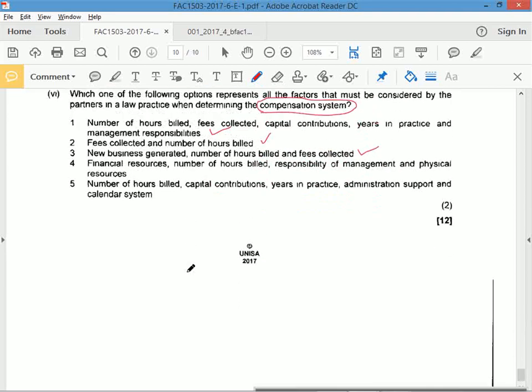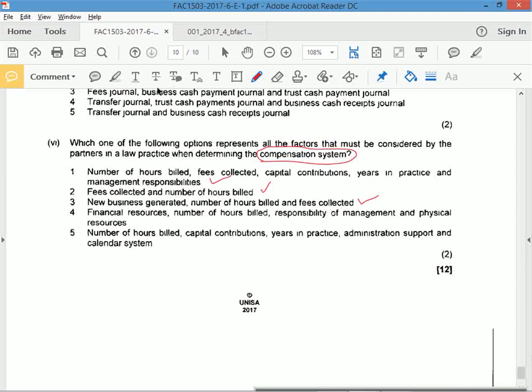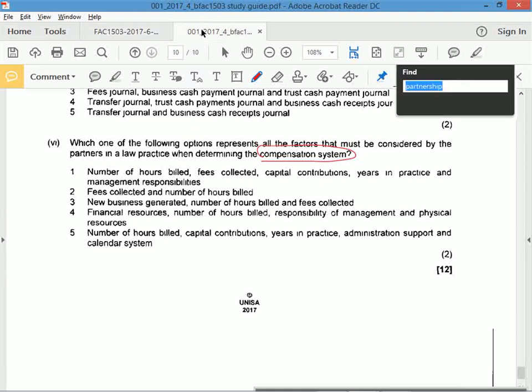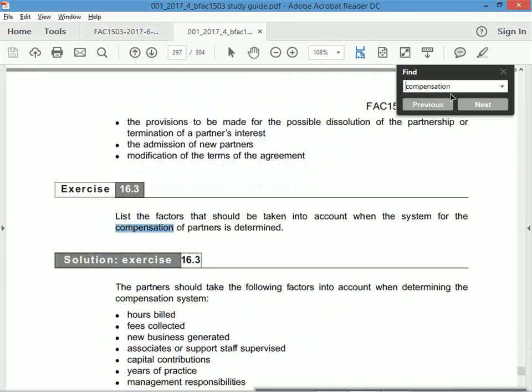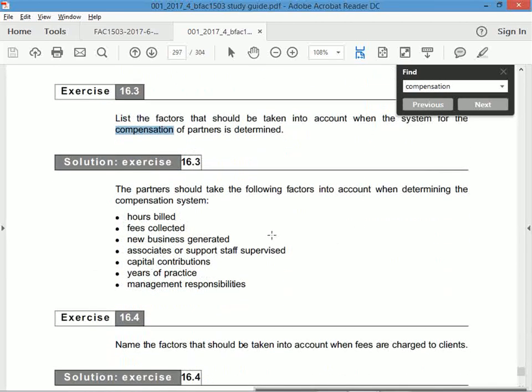Oh, there's no A, B, and C. Okay, so then we need to choose the one that's most correct, that covers everything, if there isn't an option of A, B, and C, and D. Okay, so looking at this, compensation system, let's check: number of hours billed, capital contributions, years in practice, administration support, and calendar system, years in practice, and management responsibilities. Fees collected, capital contributions. I'm leaning towards 1 and 5. Let's just check it though. Compensation, there it is. Okay, when determining a compensation system.